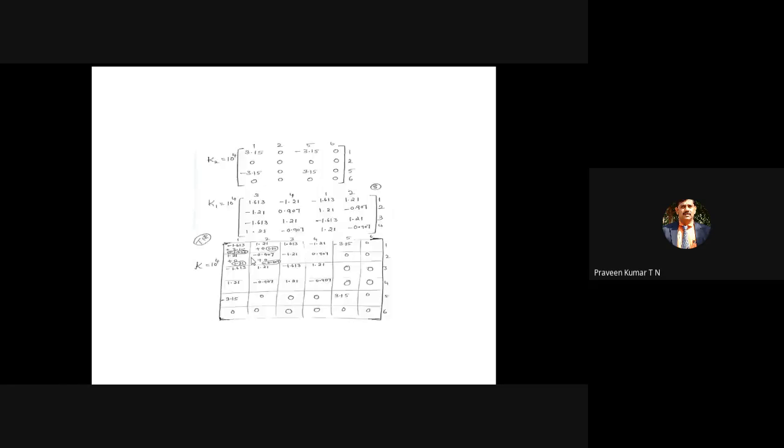One specialty of this particular problem is you should be very careful. They have given a roller support here. Roller support means it cannot move in the vertical direction, but it can move along the horizontal direction. So this is node 1. The displacement along the horizontal direction is referred to as Q1, and the displacement along the vertical direction is Q2.